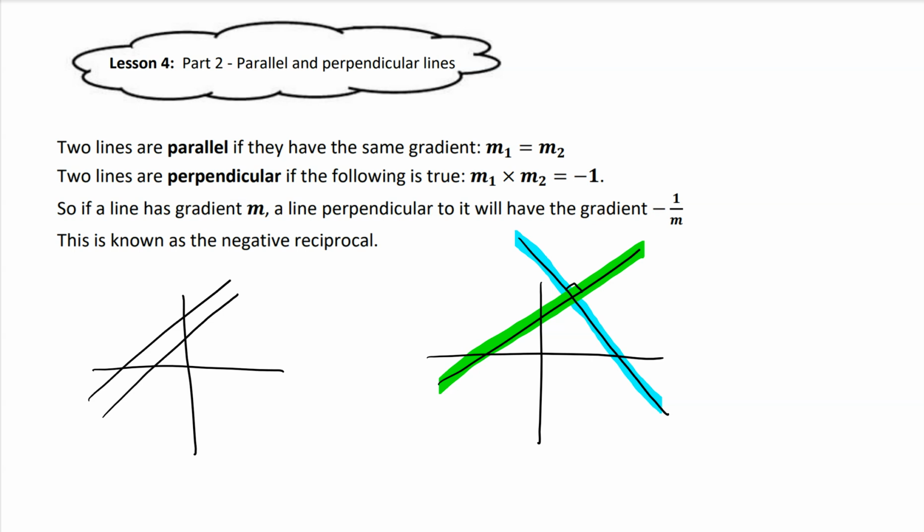If the gradient of the line was 1 over 5, we would find the reciprocal of this, so that'd be 5 over 1, which would just be 5, and then we'd change the sign, so that would be negative 5. And one more example, if we had minus 4 over 3 as our gradient, we would simply find the reciprocal, which would be minus 3 over 4, but then we'd have to change that negative to a positive, so we'd make it positive 3 over 4.